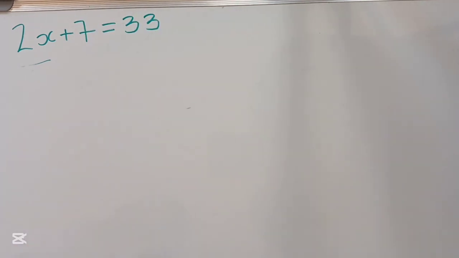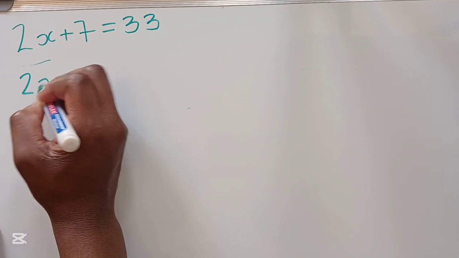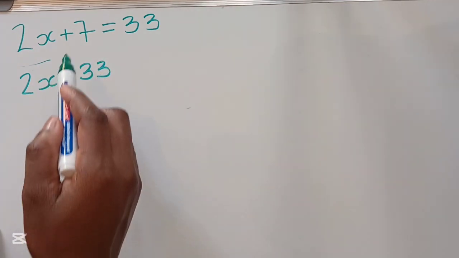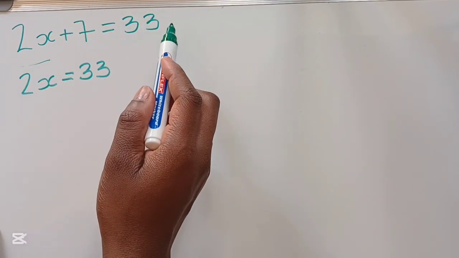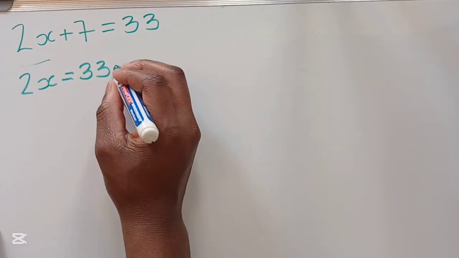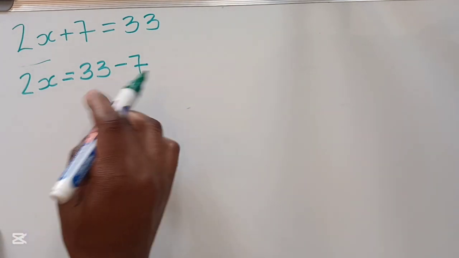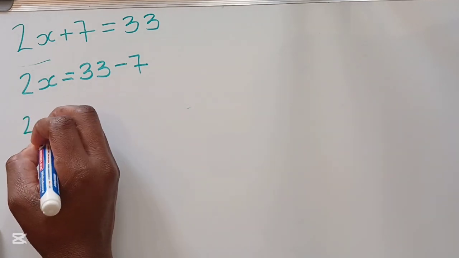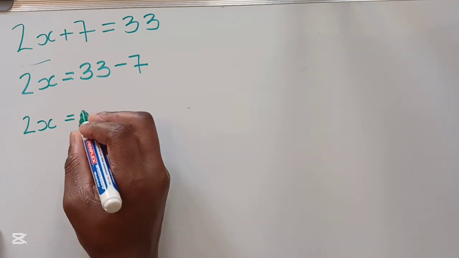And when you move 7 on the other side of the equal sign, its sign changes. 2x equals 33. It was positive this side of the equal sign. Now because we are moving it on the other side, it's going to become negative. Minus 7. Alright? Now we can solve this because these two are like terms. 2x equals 33 minus 7 will give you 26.